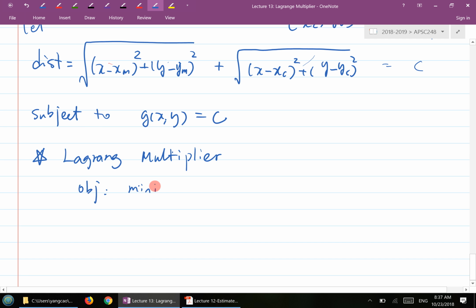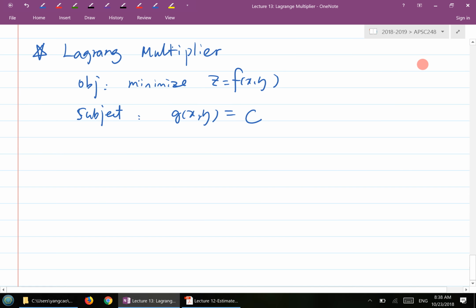So remember, I'll just rewrite our objective here. We are trying to minimize a function. Actually, I'm going to use minimizing for illustration now. Then subject to a constraint g of xy equal to c. So let's take a look at the approach that we're going to use here. I'm going to draw something to illustrate the approach.